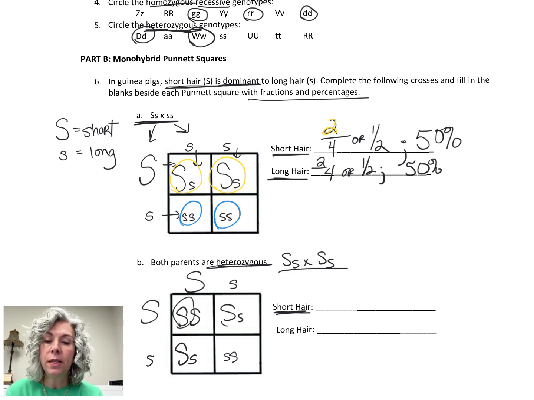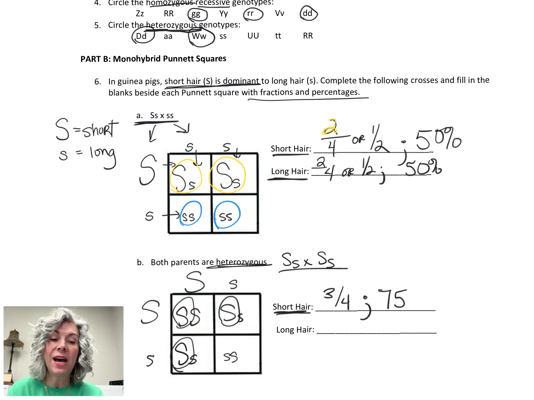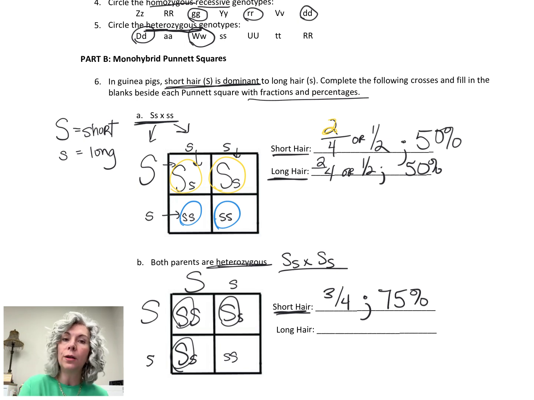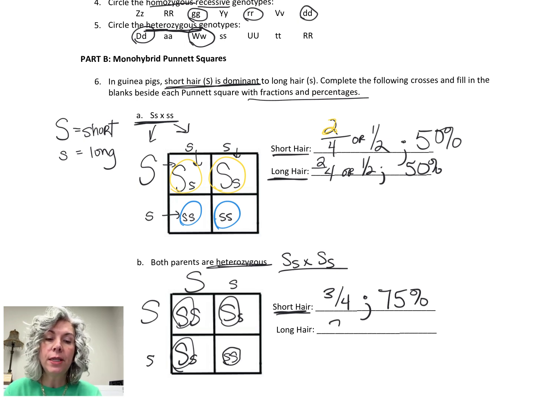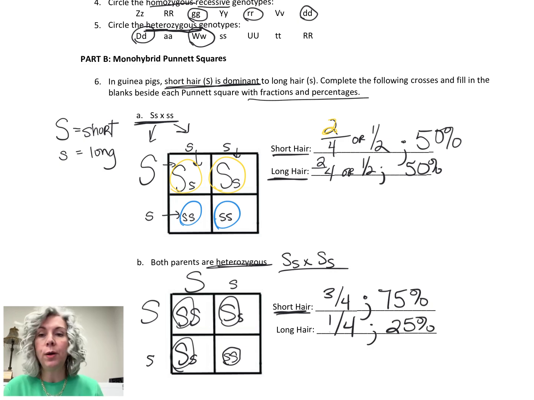So I've got 1, 2, 3 out of the 4. So 3/4 are gonna have short hair. And if we were to represent this by percentages, that would be 75%. 3 out of 4, 75%. Think of quarters. 4 quarters make $1, right? 3/4, 75 cents. So 75%. And then for long hair, I'm just gonna have this little fella down here for long hair. Let me do it as a fraction first. 1/4 as a fraction, and that would be 25%.